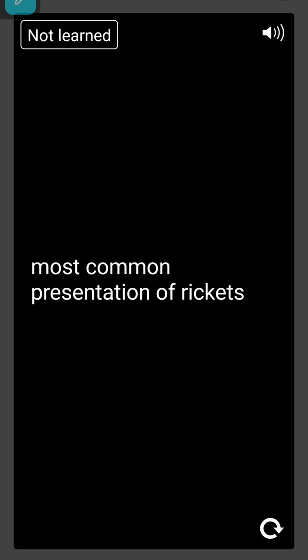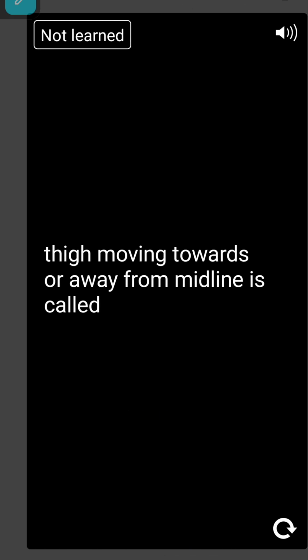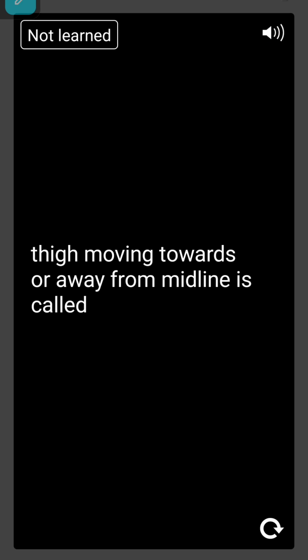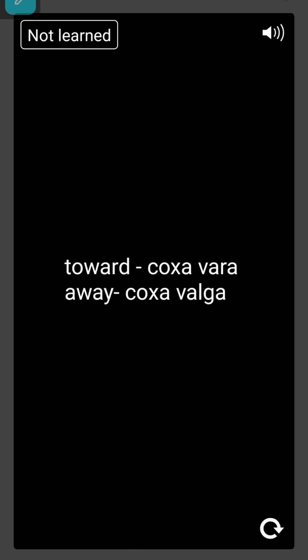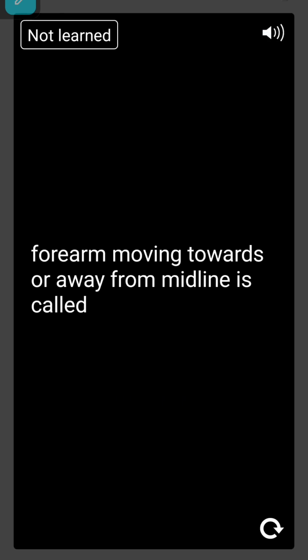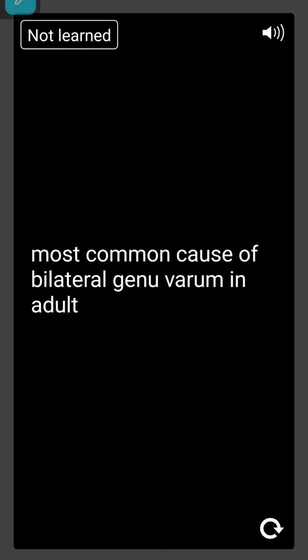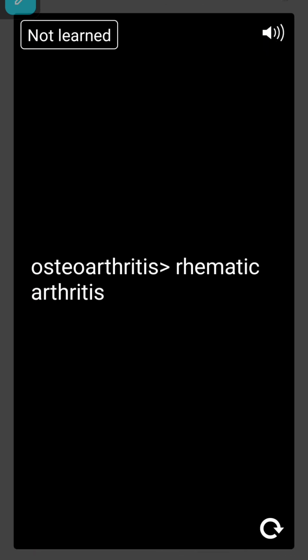Most common presentation of rickets: bilateral genu varum. Thigh moving towards or away from midline is called toward, coxa vara, away, coxa valga. Forearm moving towards or away from midline is called toward, cubitus varus, away, cubitus valgus. Most common cause of bilateral genu varum in adult: osteoarthritis greater than rheumatoid arthritis.